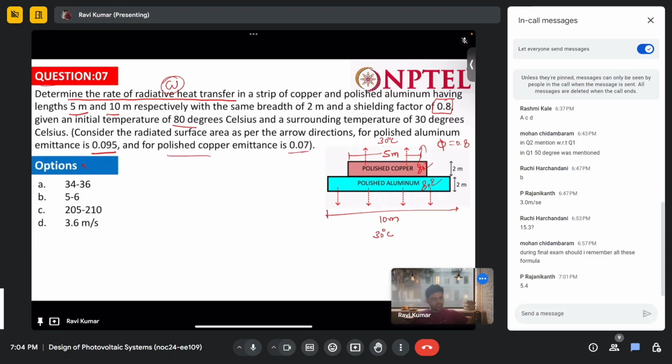And these are the options: 108, 158, 208, and 258. So what you need to do, the same formula which we applied before, use this surface plus use this surface and add them. Add the value which you are getting, Q for copper, Q for aluminum, and total Q will be Q for copper plus Q for aluminum.